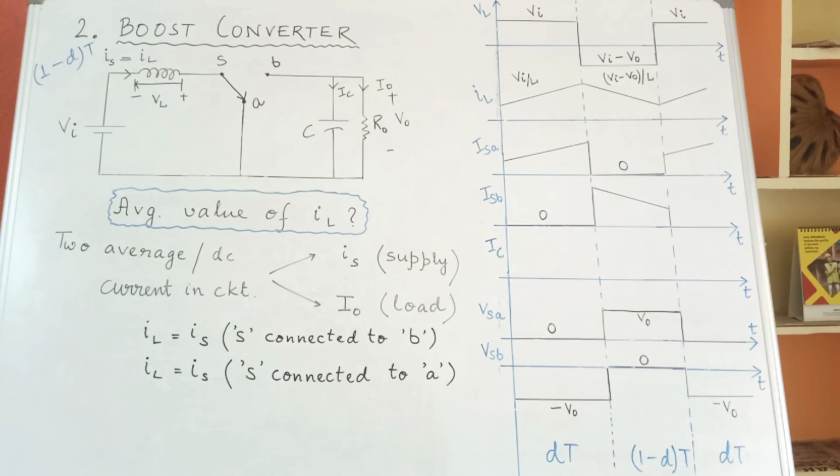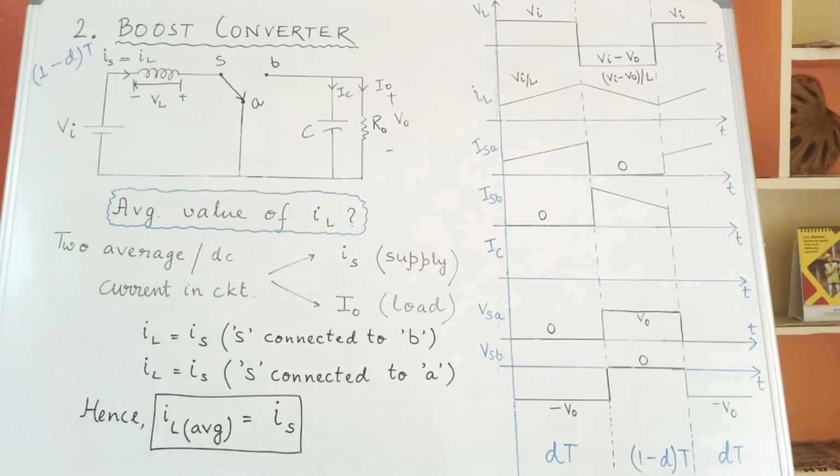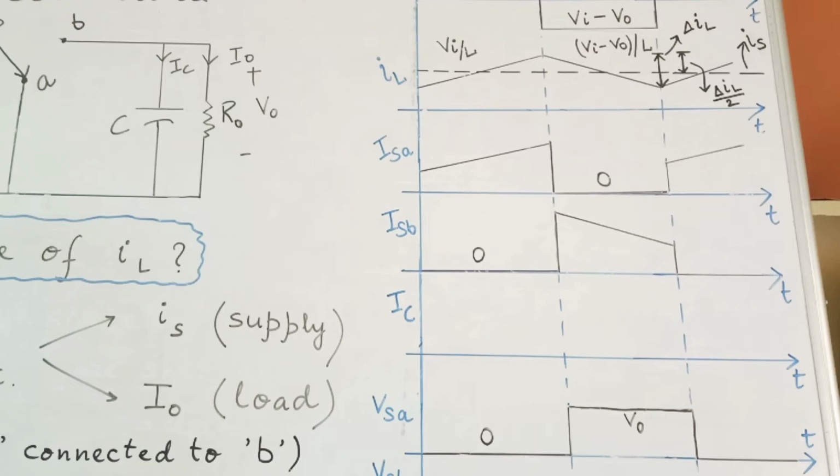Next, if S is connected to A, again if you look into the figure, IL is nothing but your supply current Is. Hence we can conclude that whether S is connected to B or to A, the value of inductor current is nothing but the source current Is. Thus the average value of inductor current, IL average, is equal to Is. In the waveform of IL, I have used a dotted line to represent the average value of IL, which is nothing but Is, as calculated.